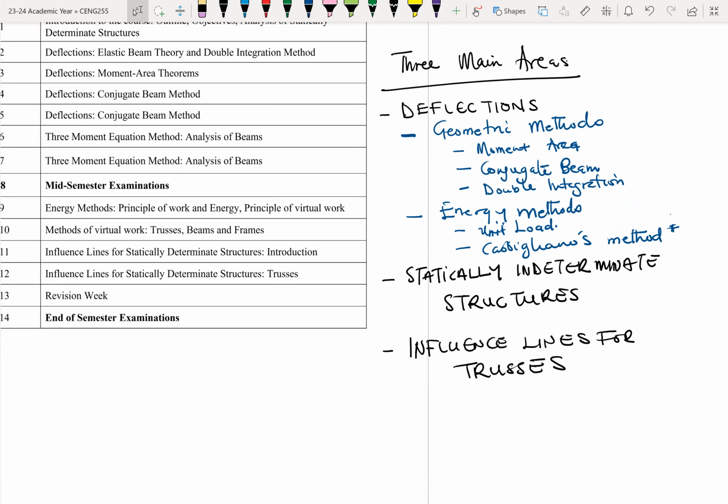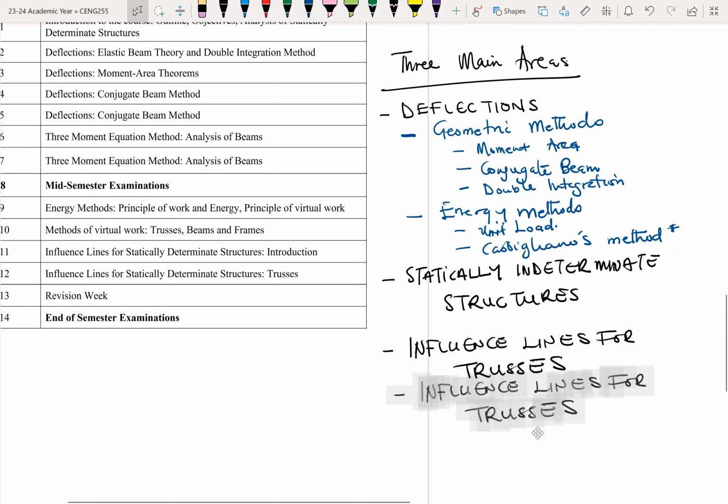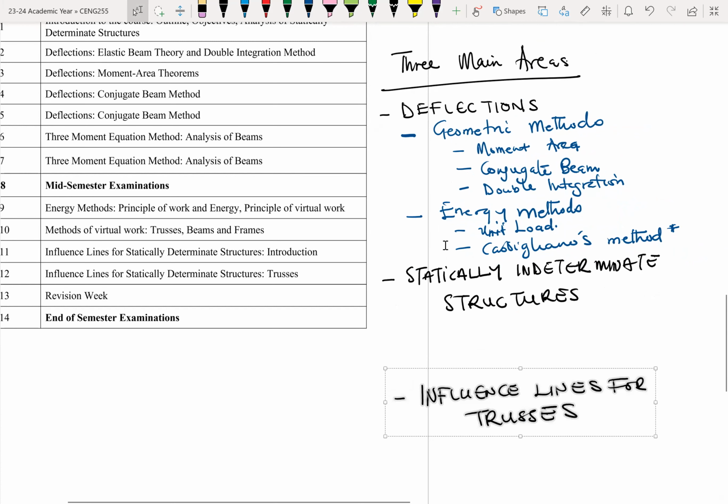Then the statically indeterminate structural analysis. We have again a few. Let me put this one down a little bit. For this semester, we will be looking at just one, and that's the three moments. What did I just do?